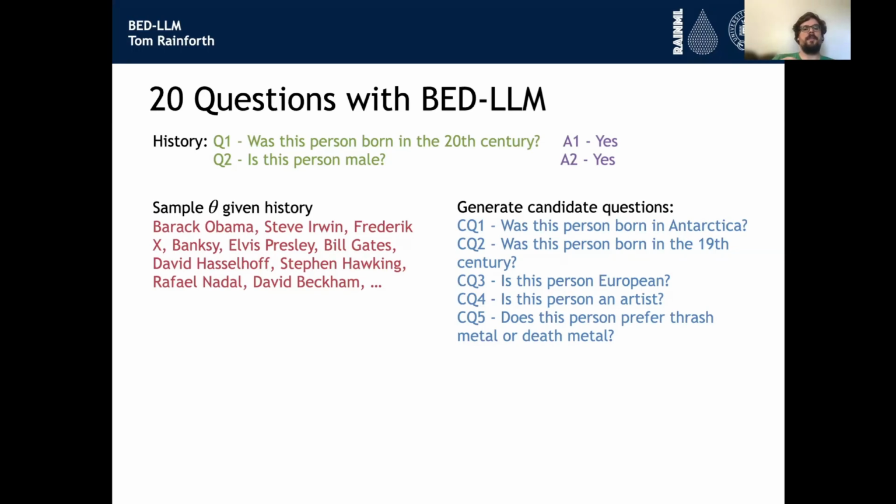we get it. If I knew theta, I want to be able to perfectly predict the answer. And I also want complete uncertainty in my ability to predict it if I don't know theta. So here, if the person's an artist, it's much more likely they're not an artist than they are an artist. And so this isn't going to be as good a question. The final question we could consider is, does this person prefer thrash metal or death metal?